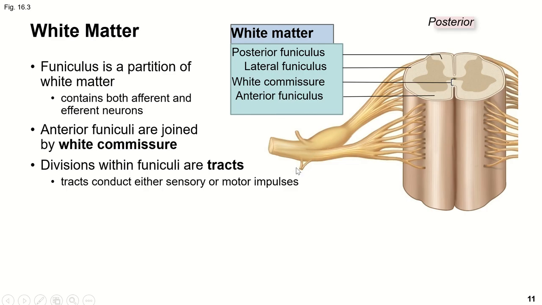Now the white matter is further divided into funiculi. And funiculus is just a name we give for a portion of the white matter. So we have a posterior funiculus, a lateral funiculus, and an anterior funiculus on each side of the spinal cord, and then a white commissure connecting the two sides just deep to that anterior fissure. Okay. Within the funiculi, we have many, many tracts carrying either sensory or motor signals up or down through the spinal cord.